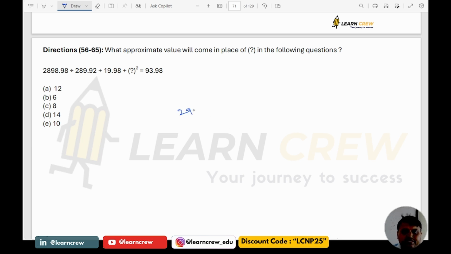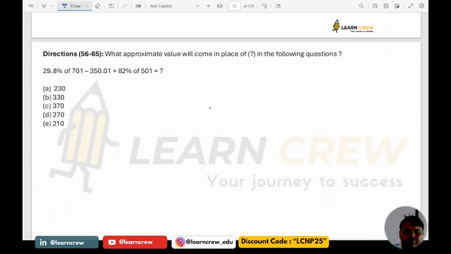2898, approximately 2900 divided by 290, 19.98, so 20 plus x square is equal to 94. If you simplify this, x square is equal to 94 minus 30, which is 64, so x is 8.